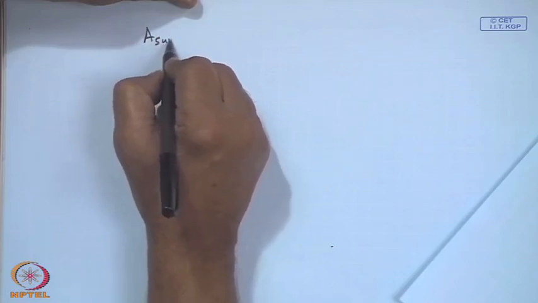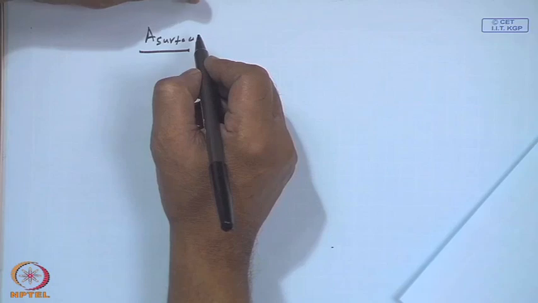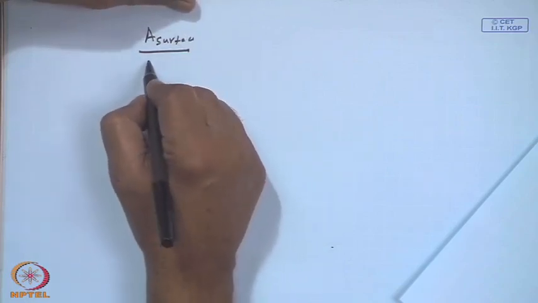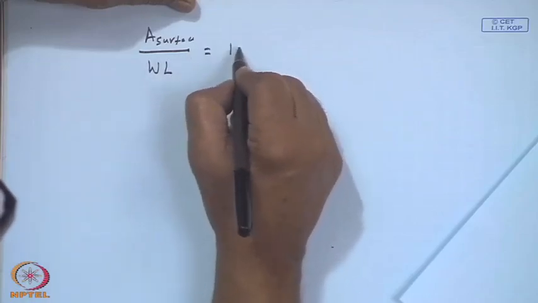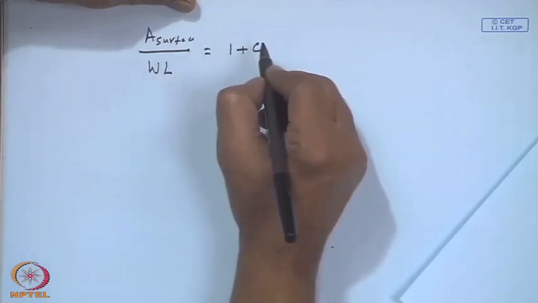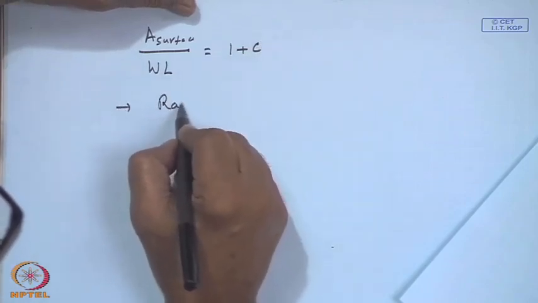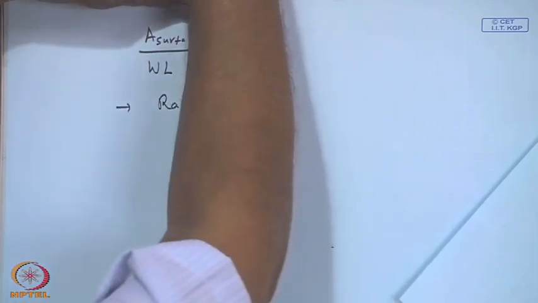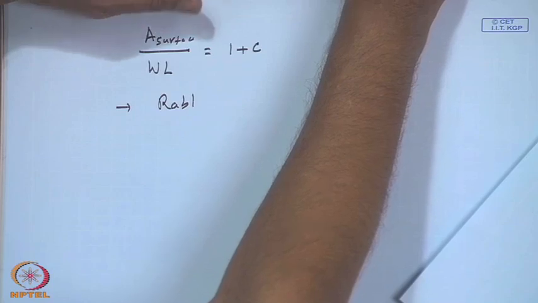So if you compare the surface area to the aperture area, which is nothing but WL, that should be equal to 1 plus C. So this is established by Rabl of MIT, and the details you can have from the Solar Energy Journal of 1977.